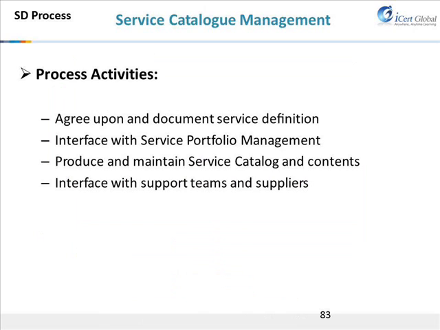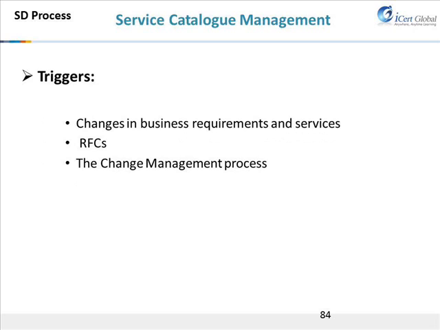Process activities. The key activities within the service catalog management process should include agreeing and documenting a service definition, interfacing with service portfolio management, producing and maintaining a service catalog and its contents, interfacing with support and suppliers. Triggers. The triggers for the service catalog management process are changes in the business requirements.